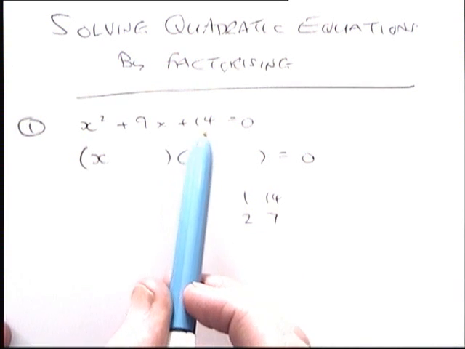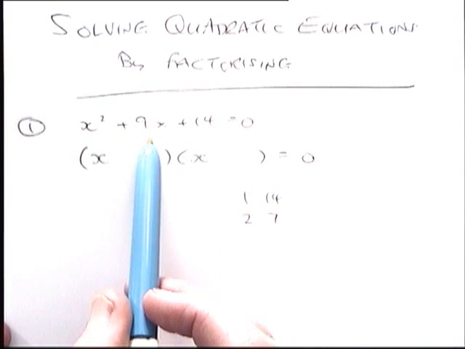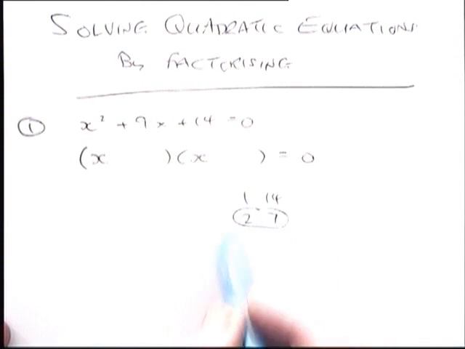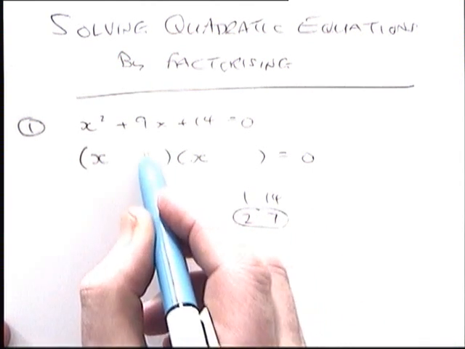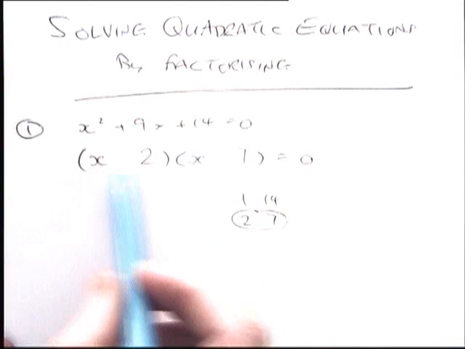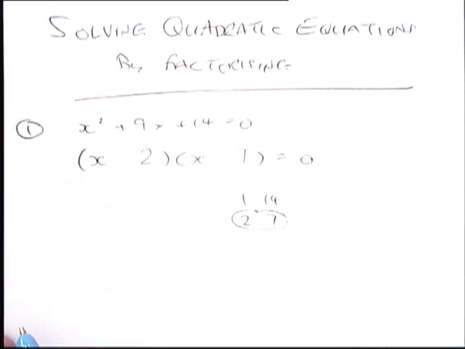Now, I'm looking also to get a 9 by adding up. So 1 and 14, I don't get 9. 2 and 7, I do get 9. So those are the numbers I'm going to be using. I'm going to be using 2 and 7. And it doesn't matter which bracket they go in, if the brackets are identical up to that point.